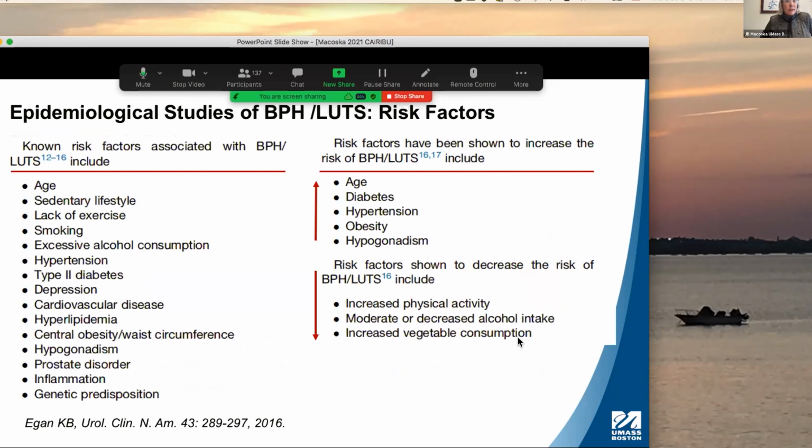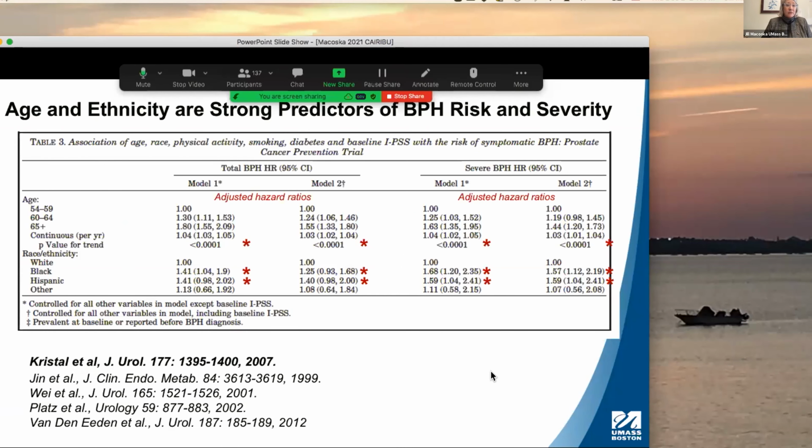And I'm going to focus on BPH LUTS because that's actually what I study. We know epidemiologically that there are lots of risk factors that have been associated with the development or progression of BPH LUTS, and some of them are listed here. Some of them have been shown to increase the risk of BPH LUTS, like age, diabetes, hypertension, obesity, etc. Some have been shown to decrease the risk of BPH LUTS, like increasing physical activity, decreasing alcohol intake, increasing vegetable consumption. So let's look at some of these, but look at them in terms of health disparities.